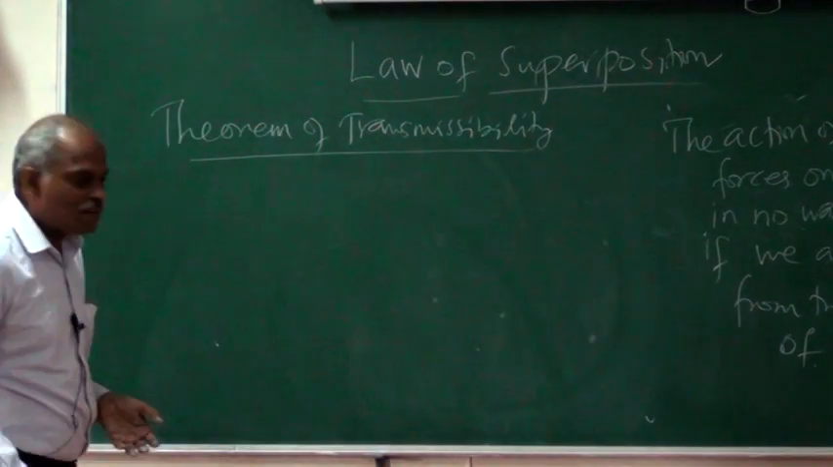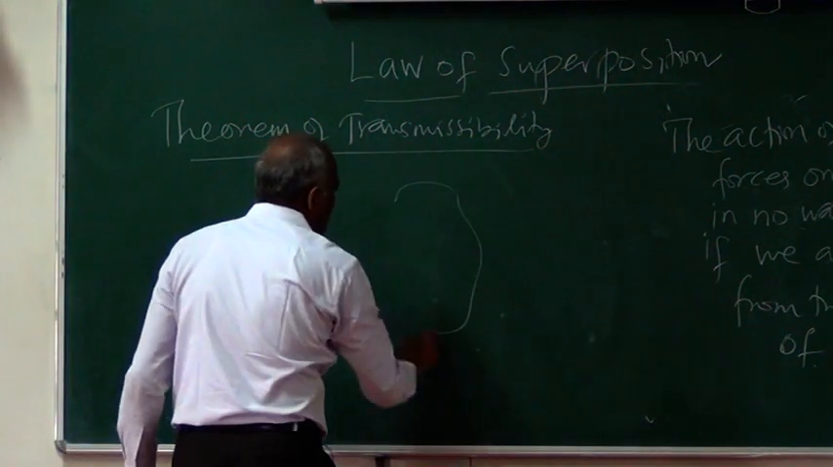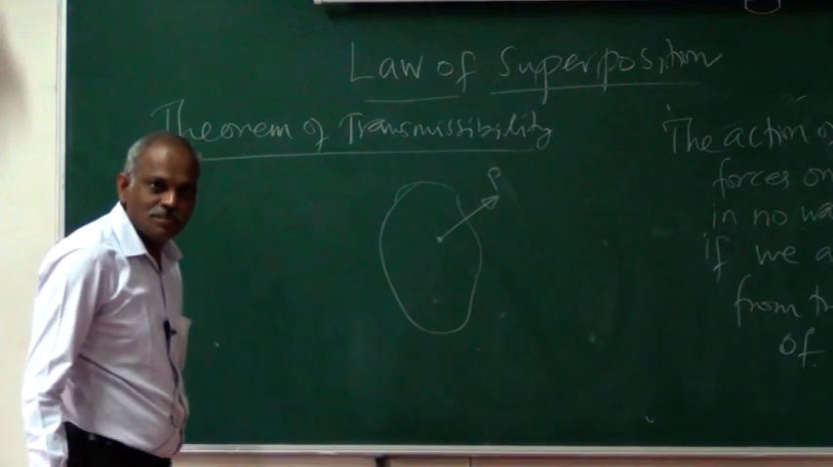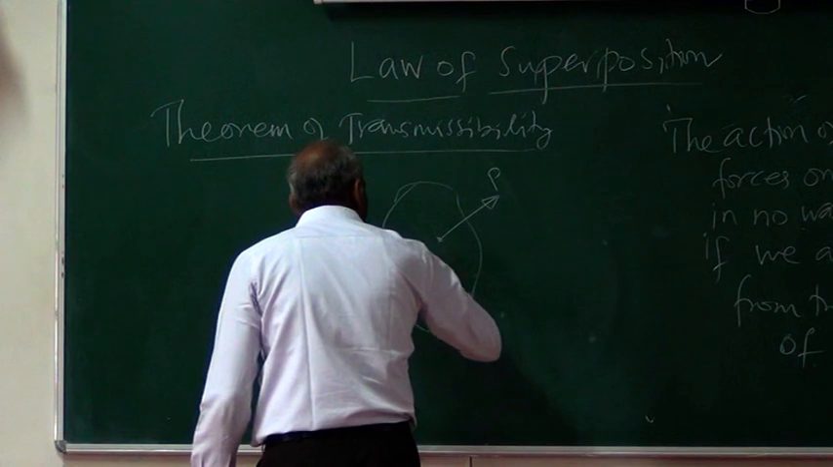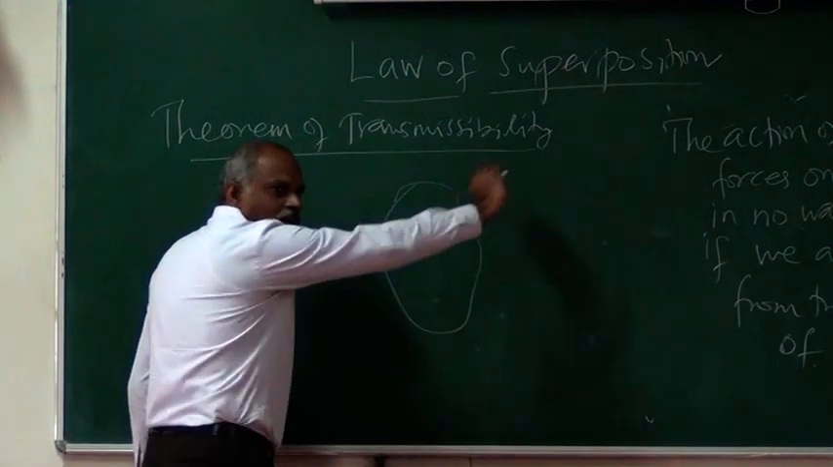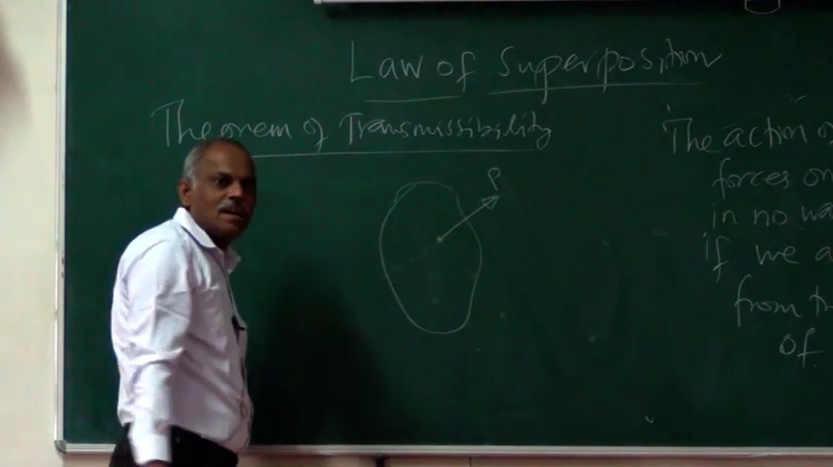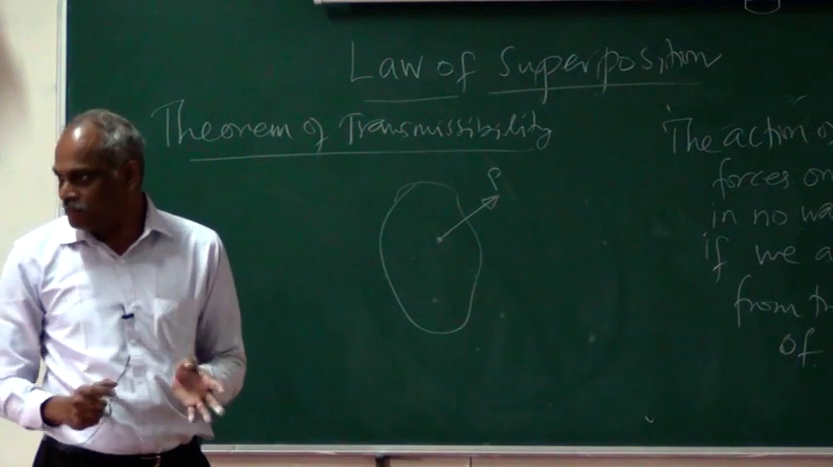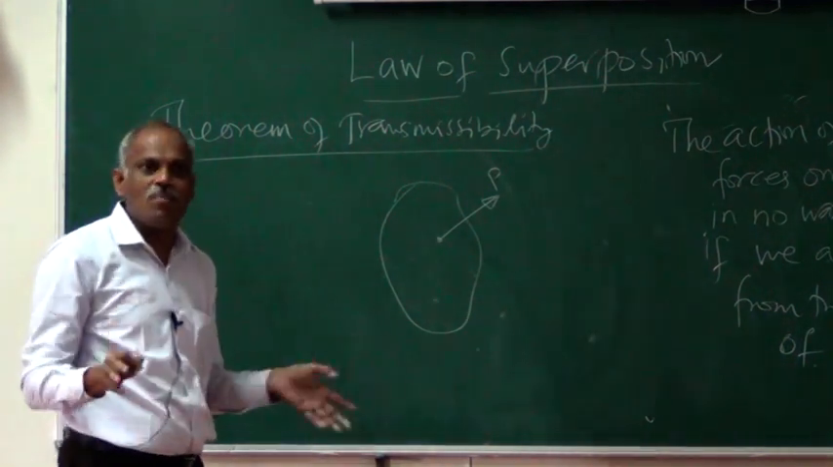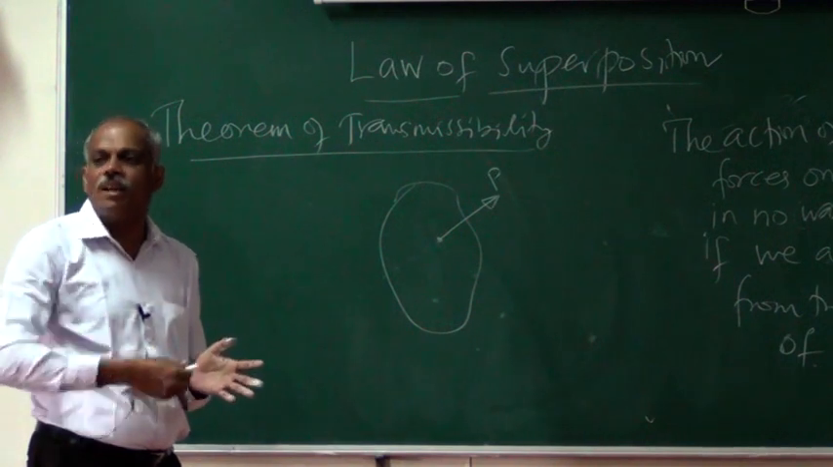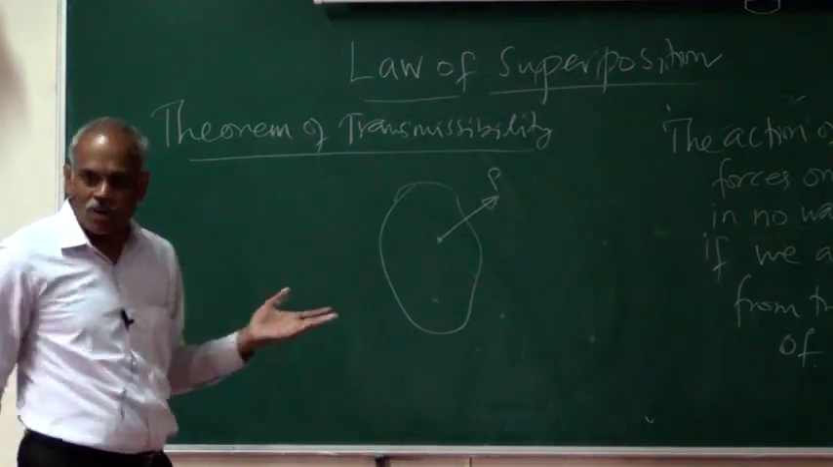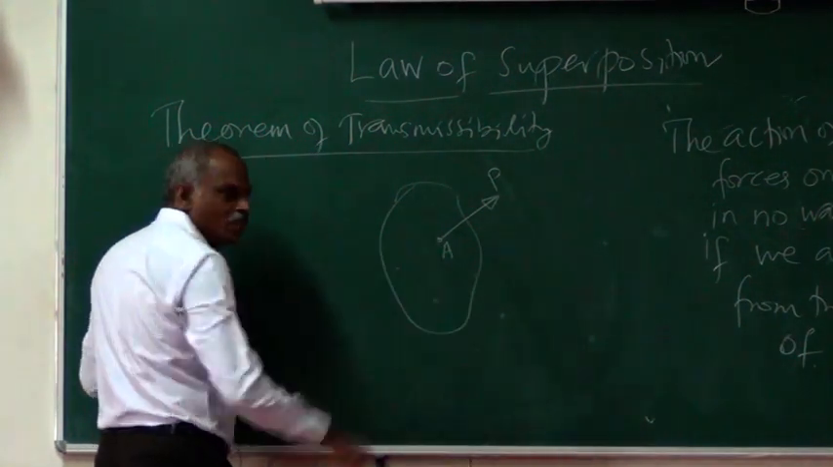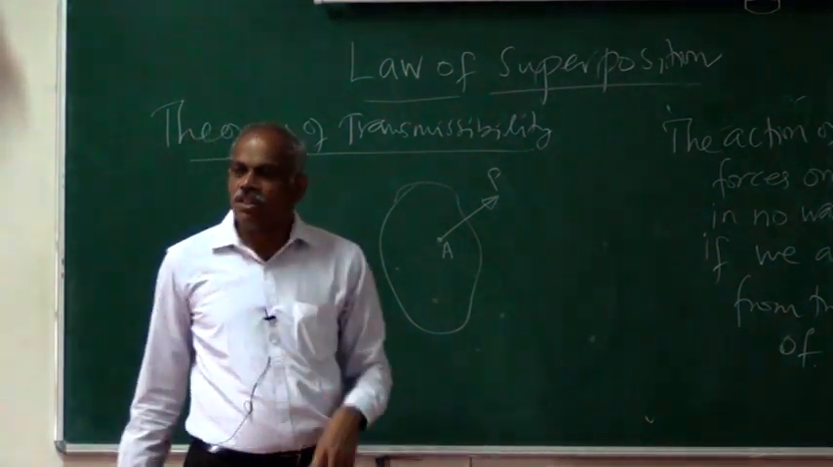So theorem of transmissibility states that on a rigid body, if a force is applied, say that is P, its point of application can be moved along its line of action. That tells us that it can be a sliding vector. Okay, this force on a rigid body, as far as statics is concerned, can be moved along its line of action without changing the effect. Whatever be the point of application, say A, this can be shifted to B without changing its effect.